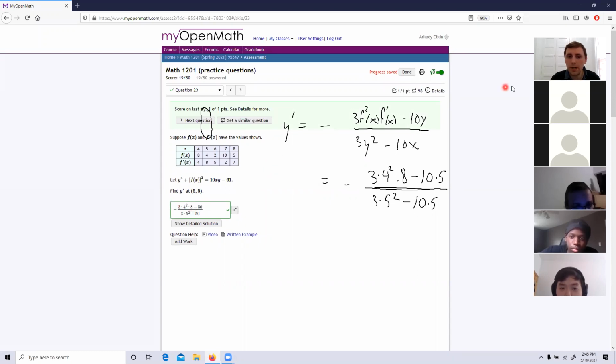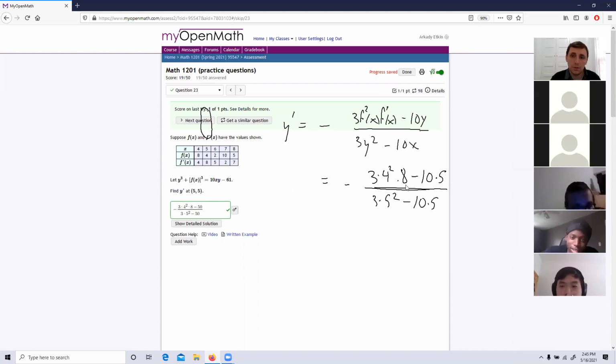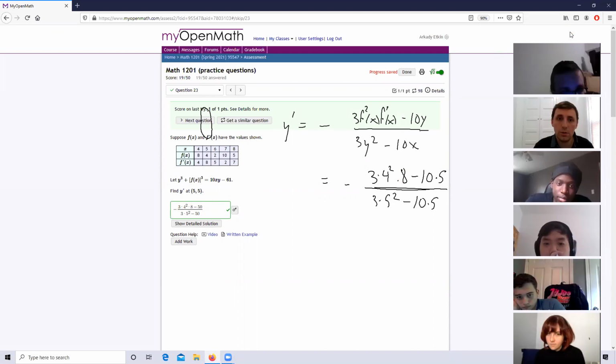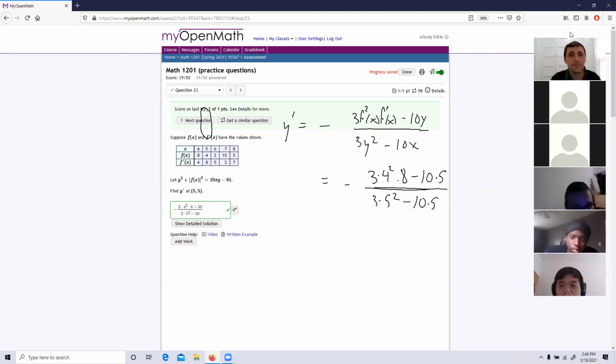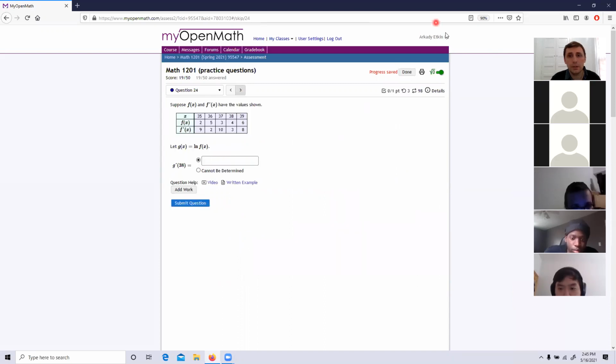And how do you practice? Well, you practice doing this process so that you're able to quickly take the derivative. I taught you shortcuts even. You can look at the notes. Okay, so next question. Here's another one like this.